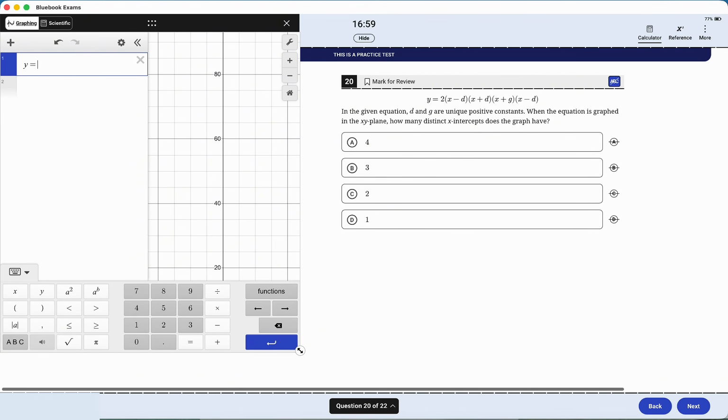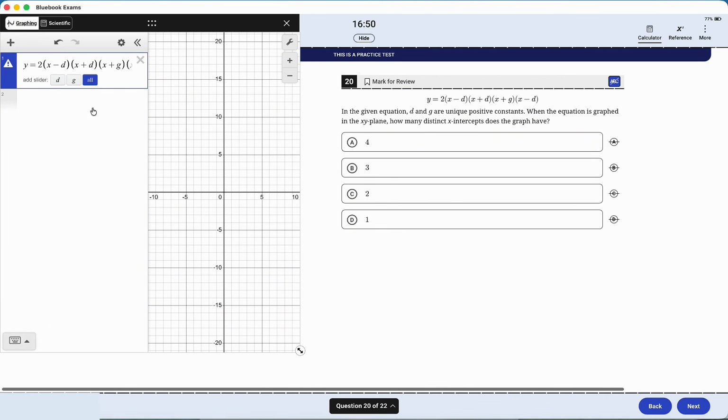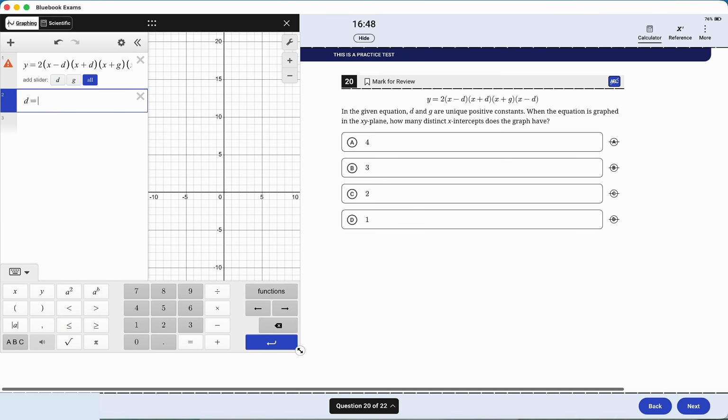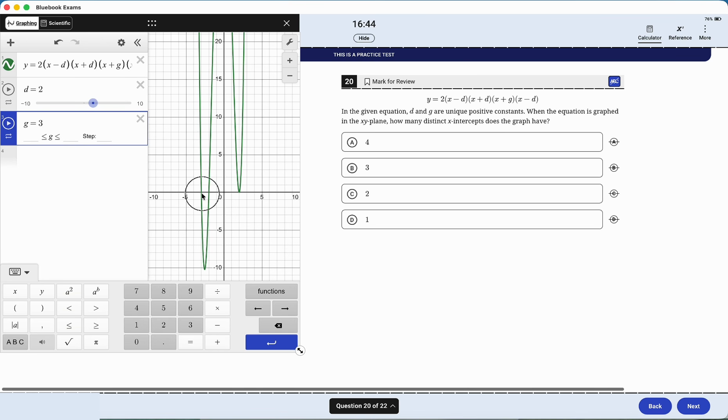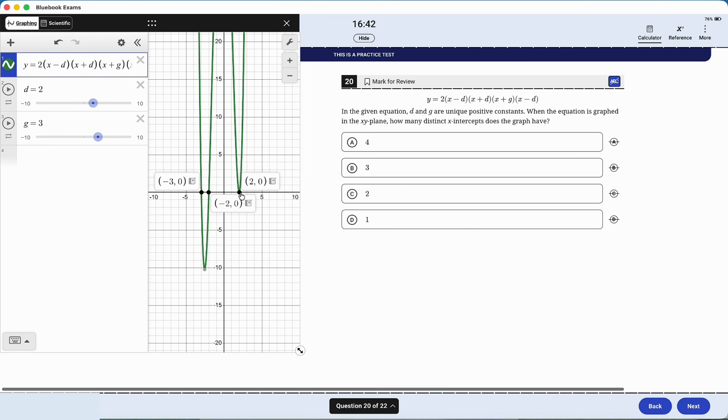Well, if you put an equation into Desmos, you will see the graph, and then you can always click on the x-intercepts. The only thing you have to know here is it's not going to give you a picture right away because it doesn't know what D and G are. So what you can do is give it 2 different positive numbers for D and G. There it is. Here's my graph, and I can see that it has 3 distinct x-intercepts. So that's going to be 3.